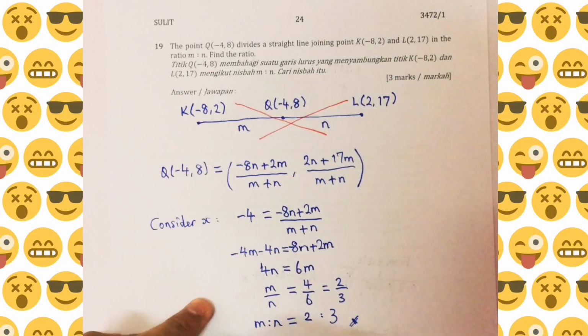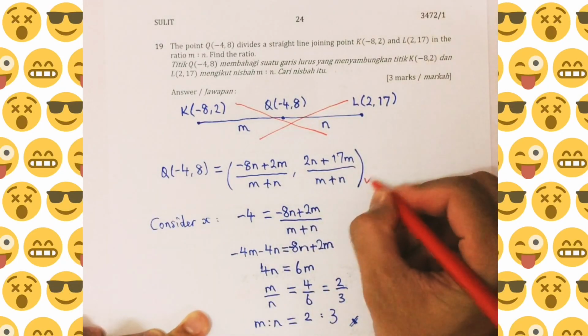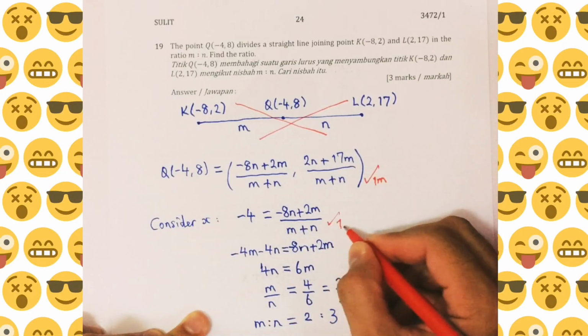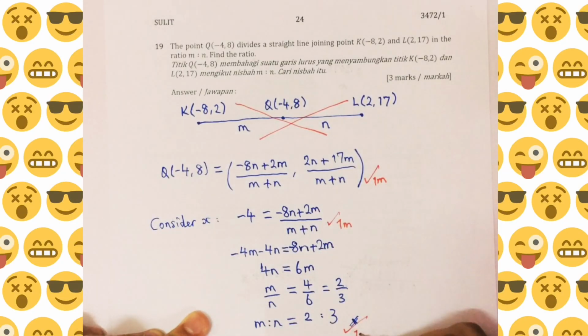So this is a 3 marks question. If you write this formula, you get 1 mark here. And then if you equate one of the coordinates, you get 1 mark, and the final answer will be 1 mark.